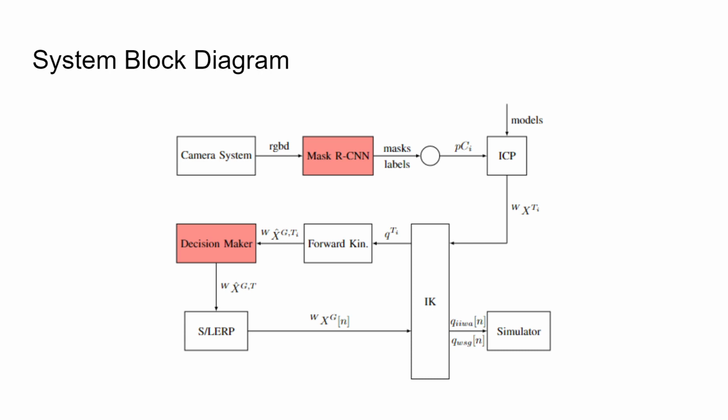This block diagram shows the overall robotic system we implemented, with the two red boxes indicating modules that were not fully integrated. For this project, we developed a stack using Mask R-CNN and ICP for pose estimation, and an inverse kinematic solver for state determination. Ideally, we would use a decision maker module to choose which tool to pick up. However, with there only being two tools in this situation, the decision maker was deprioritized and thus not implemented.